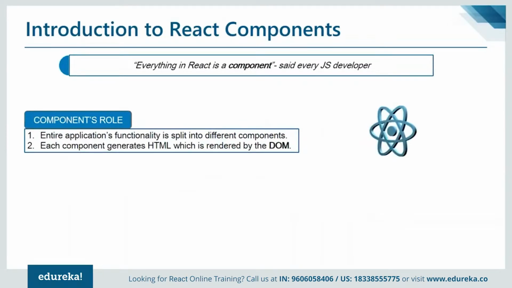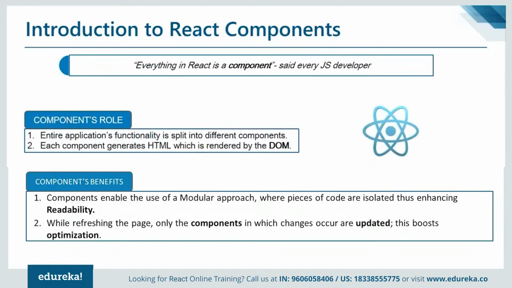Everything in React is a component. Components let you split the UI into independent and reusable pieces, and we can think about each piece in isolation. Each component in React works in isolation altogether. Conceptually, components are like JavaScript functions. They accept arbitrary inputs, and those inputs are called props in React. And they return React elements describing what should appear on the screen. Each component basically generates HTML which is rendered by the DOM, and DOM here is the Document Object Model.